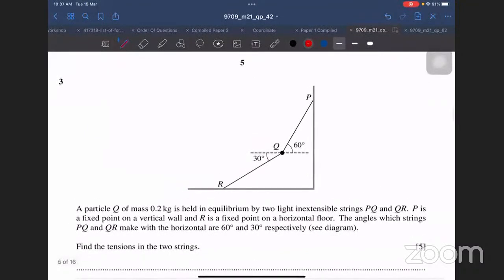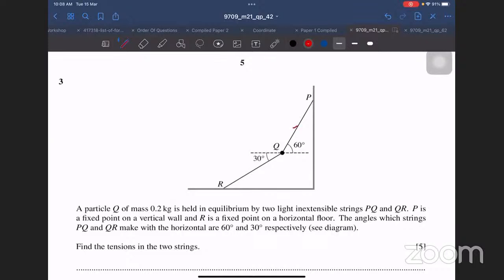Now, this question says that a particle of mass 0.2 kgs is held in equilibrium by two light inextensible strings, PQ and QR. P is a fixed point on a vertical wall and R is a fixed point on a horizontal wall. The angles which strings PQ and QR make are 60 and 30 respectively. Find the tensions in these two strings.